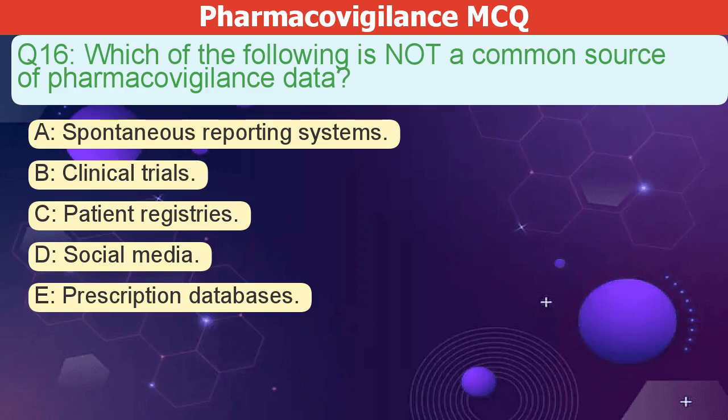Which of the following is not a common source of pharmacovigilance data? A. Spontaneous reporting systems. B. Clinical trials. C. Patient registries. D. Social media. E. Prescription databases.